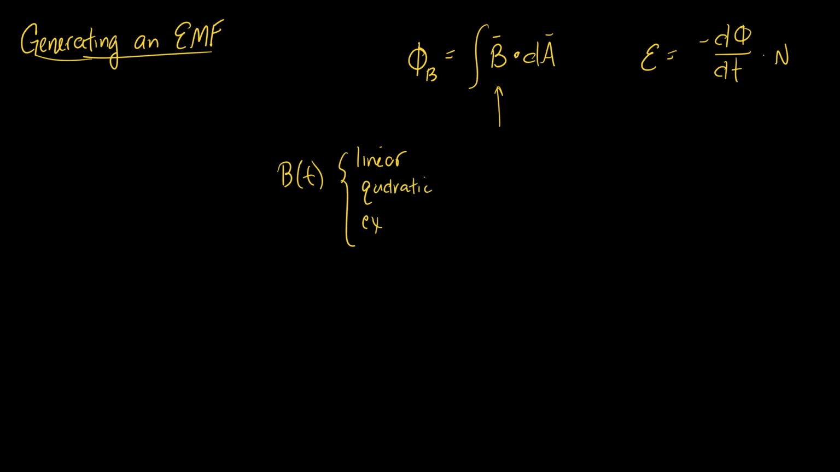I've seen exponential. And I've seen exponential decay. So they can pick any function they want here. They can change the magnetic field in any way that they want. You're just taking the derivative of that time function.